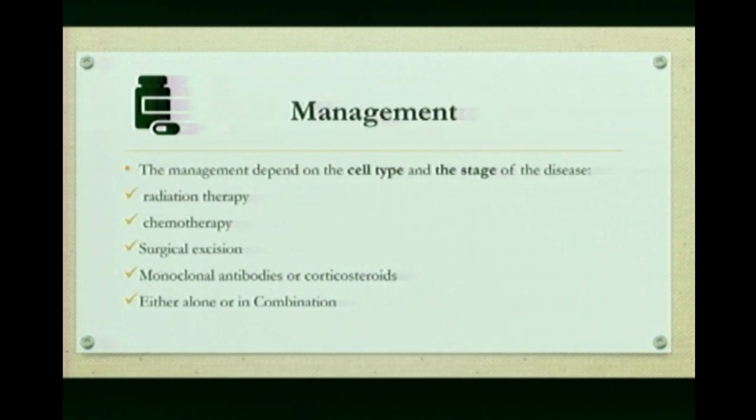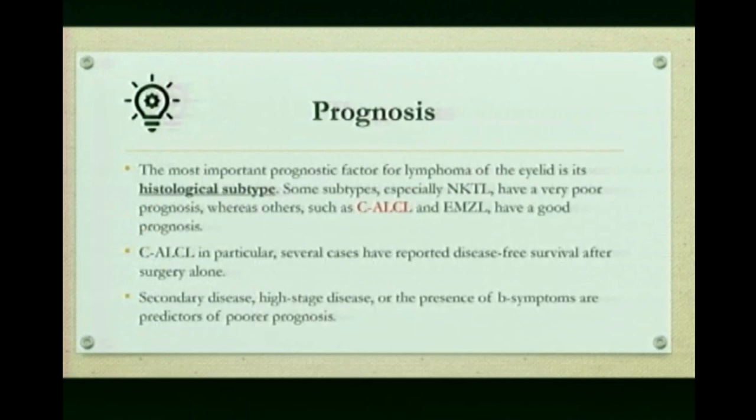For some types of lymphoma, such as CD20 B-cell lymphoma, we can use monoclonal antibodies or corticosteroids. You can use either one of these or a combination of both. All have been used in the literature with variable success rates.